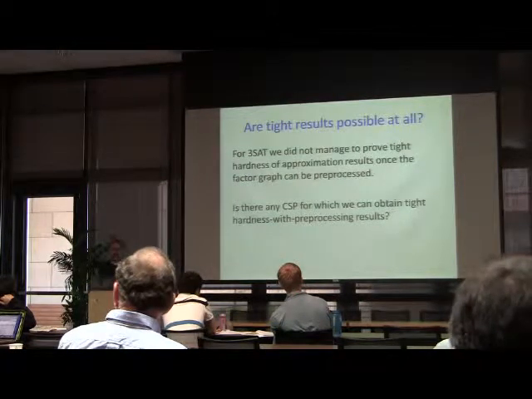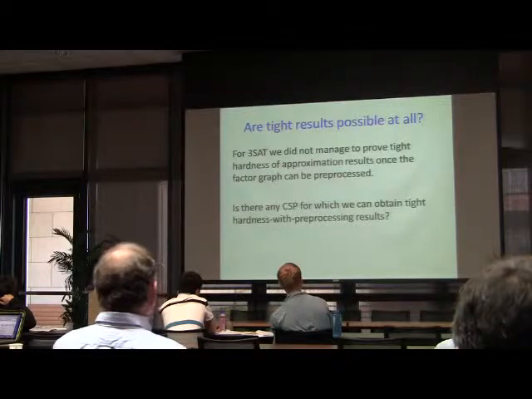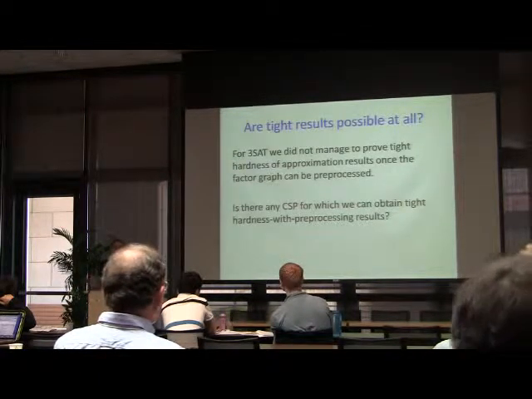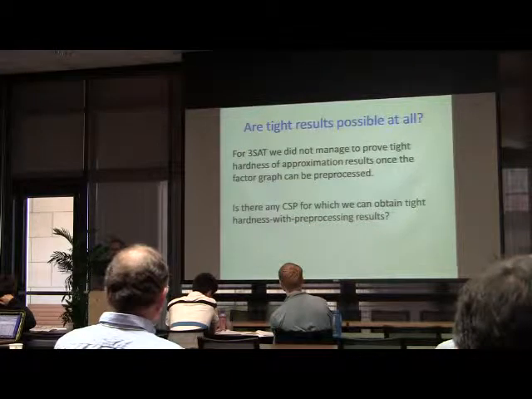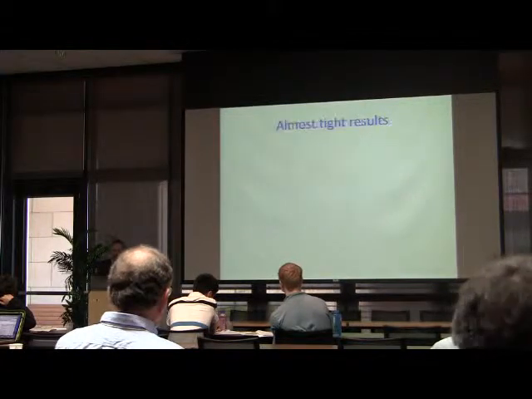So are tight results possible at all? For 3SAT, we didn't manage to prove them. Essentially, all tight results for CSPs go through the long code, at least those that we know. So can we get that? So we can get almost tight results.